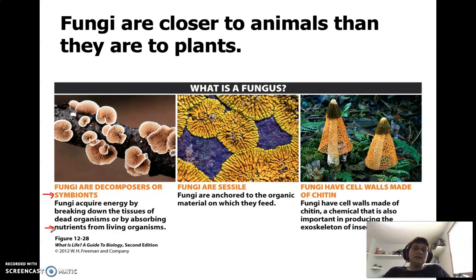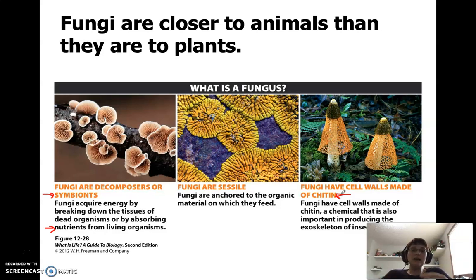The last characteristic that makes a fungus is that they have cell walls. So again, kind of like a plant, but the cell walls are actually made out of a different material. They are made out of this material called chitin. So chitin is a chemical that is made out of the same stuff that the exoskeletons, the outsides of insects are made out of. So again, more like an animal.